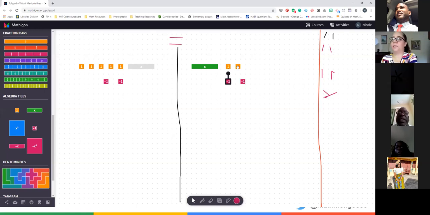I'll have to pair these. Right, pair it up now. Pair these together. Right, and you get 3 is equal to x, or x is equal to 3.